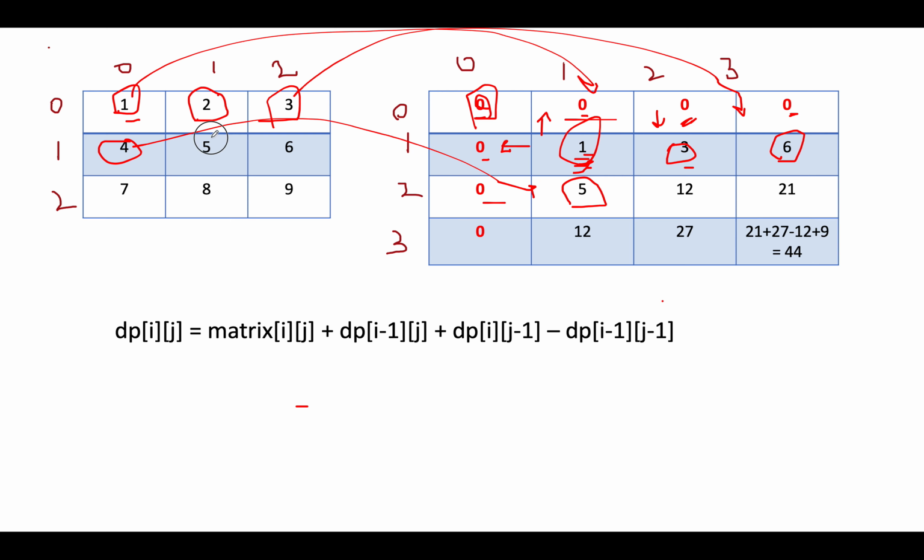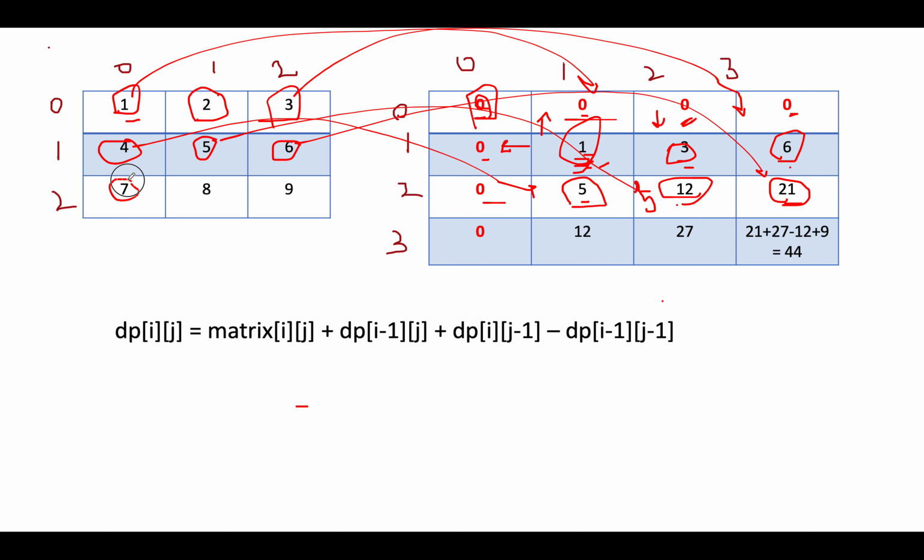Let's move ahead with the next iteration. We have 5 plus the top value 3, 8 plus 5 is 13, minus 1 which is 12, so we get 12 here. And let's move on to the next iteration. We have 6 plus 12 plus 6 minus 3 is 21, so we get 21 here.